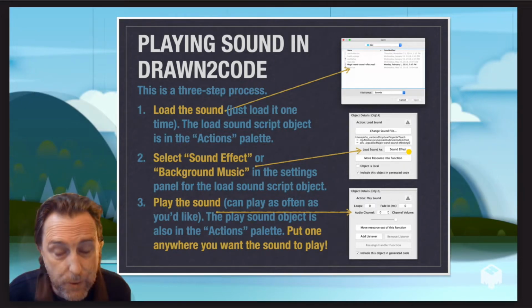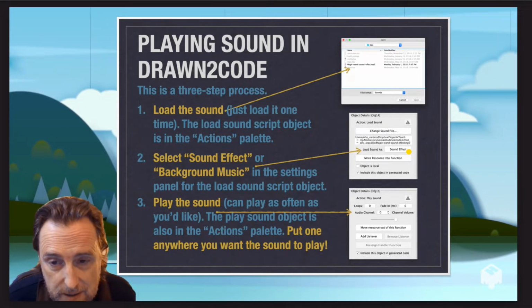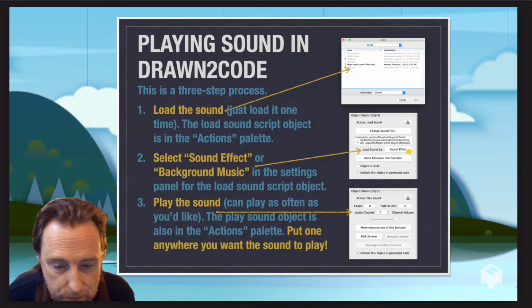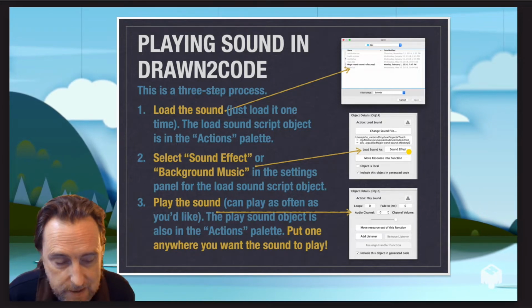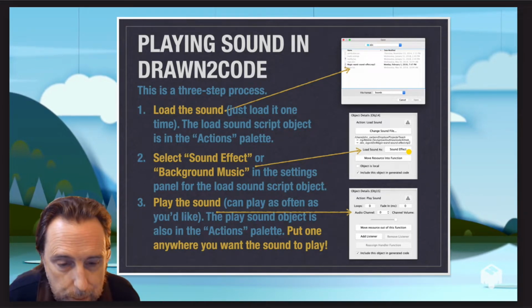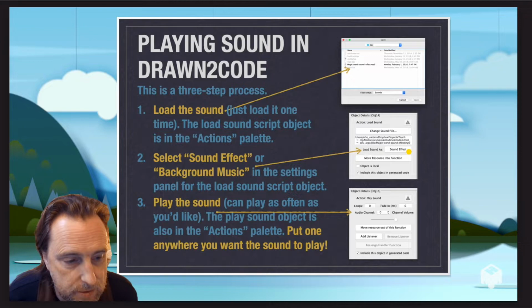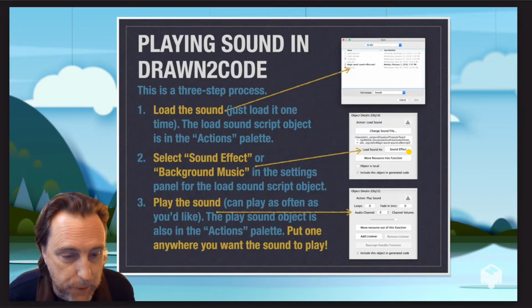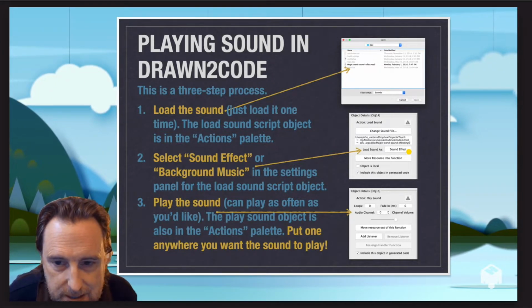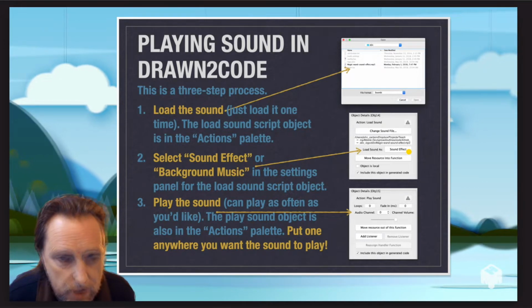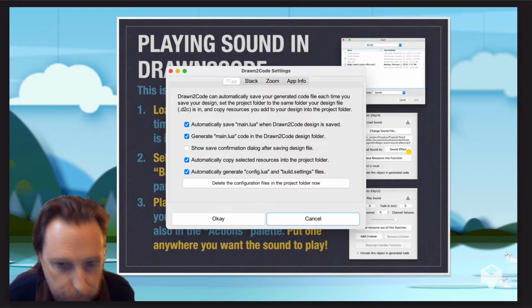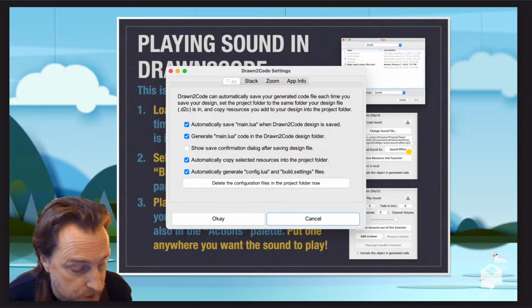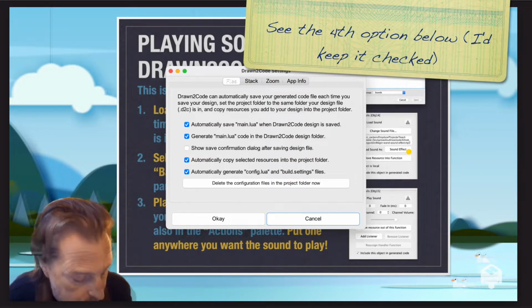So you really need to put these resources in with your design. So wherever your design and your main.lua are, whatever folder you've created to put them in, you want to put your sound files and your images in that same folder typically. And so by default, Drawing Code will copy whatever you identify into that folder for you. But that is a setting you can change and you can disable. It's okay if you do.